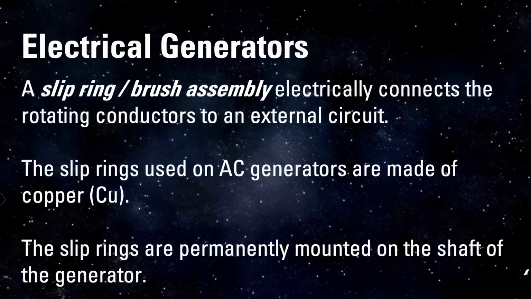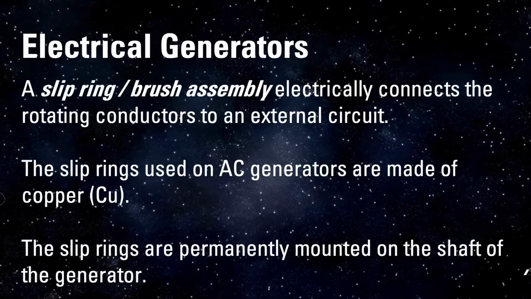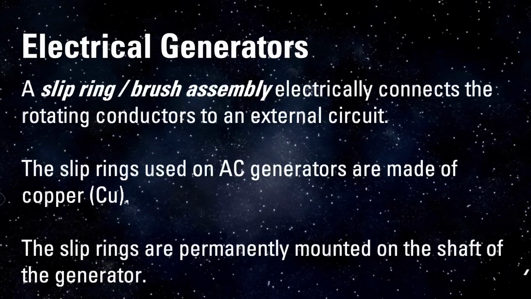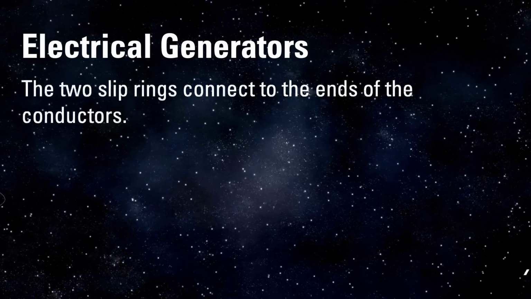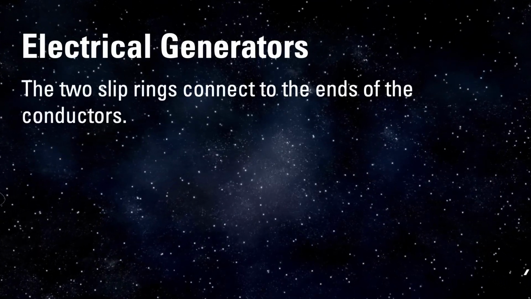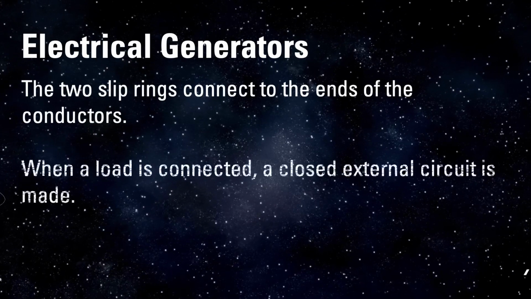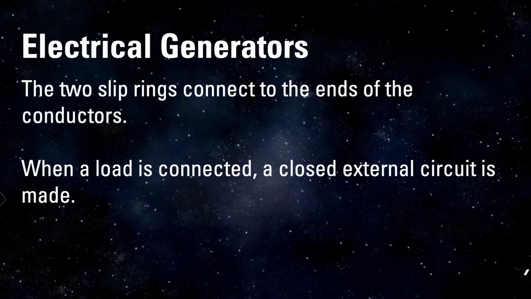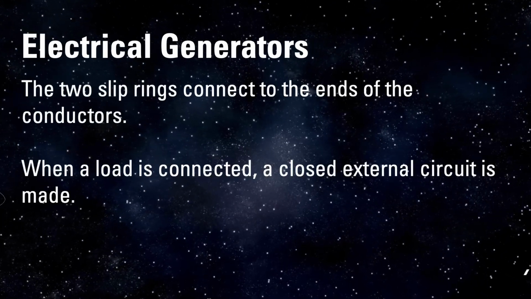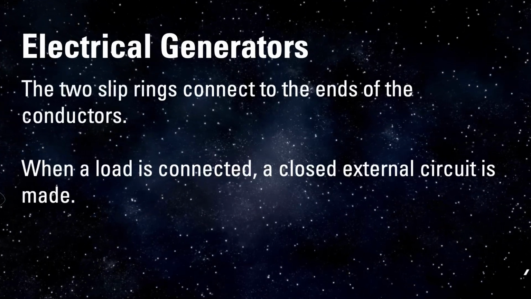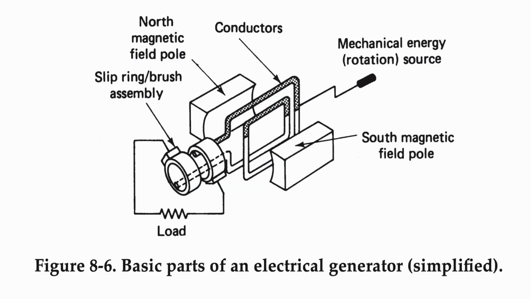The slip rings are permanently mounted on the shaft of the generator. The two slip rings connect to the ends of the conductors. When a load is connected, a closed external circuit is made. Figure 8.6 can show us the basic parts of an electrical generator.